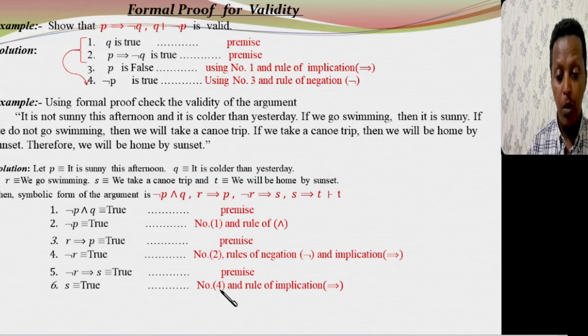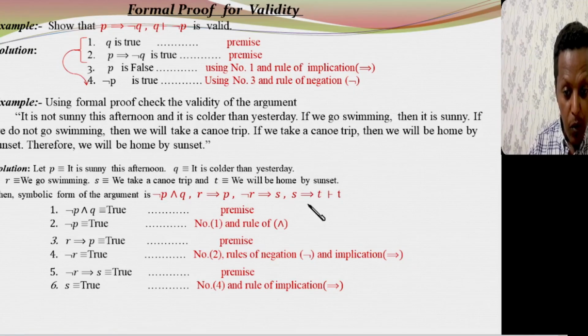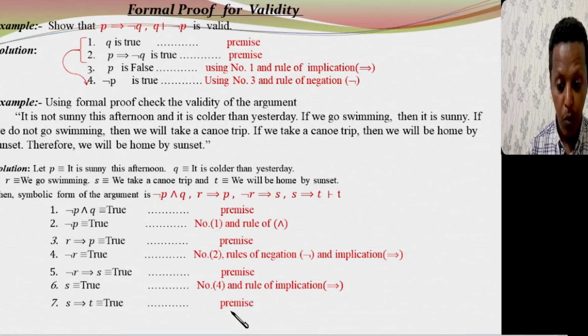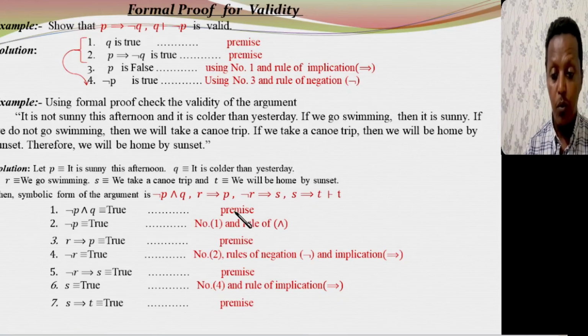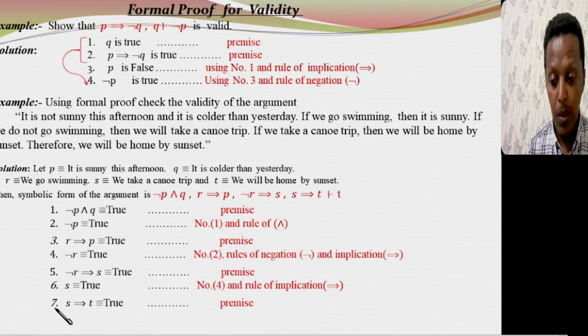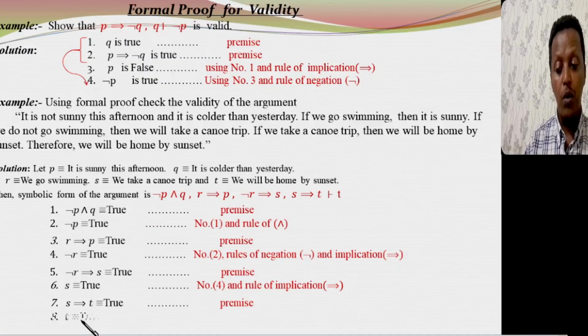So we can conclude S is true from number 4 and the rule of implication. So if S is true, the fourth premise, S implies T, must be true, because it is a premise. Yes, we assume all the 4 premises to be true. The first premise, second premise, third, and fourth. So in the seventh step, we know S is true. So true implies T to be true, T must be true.